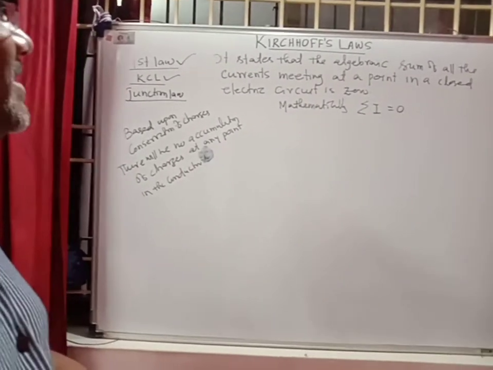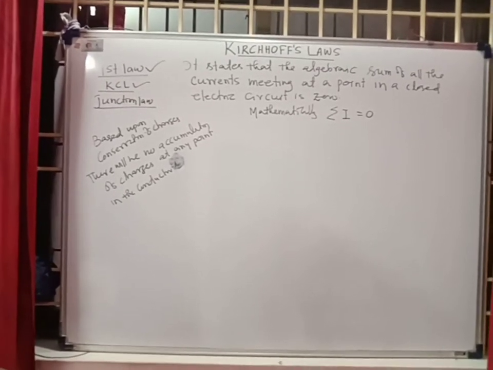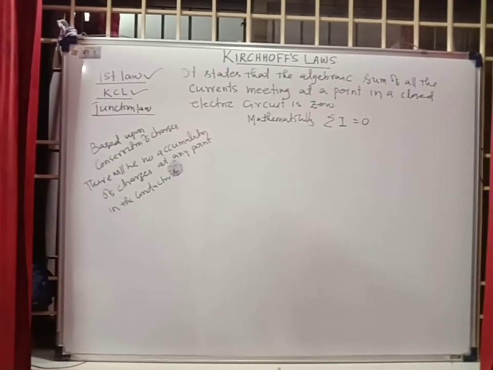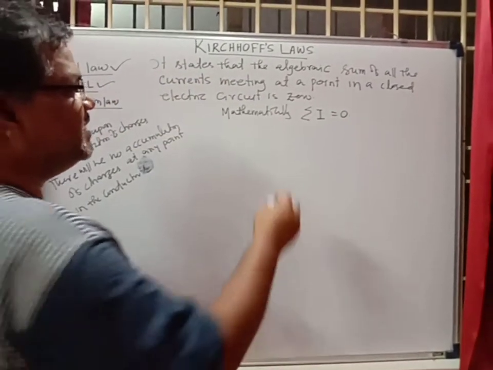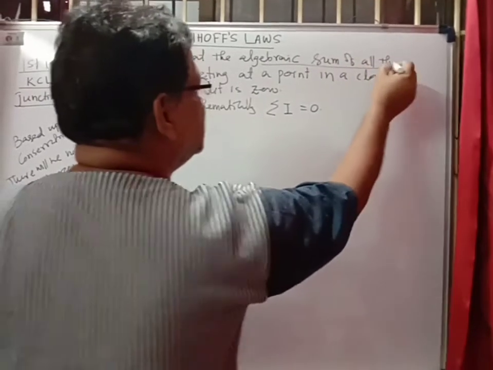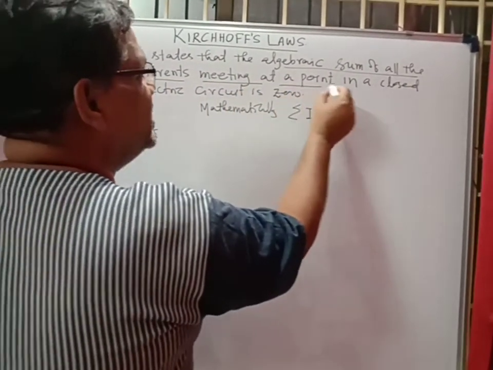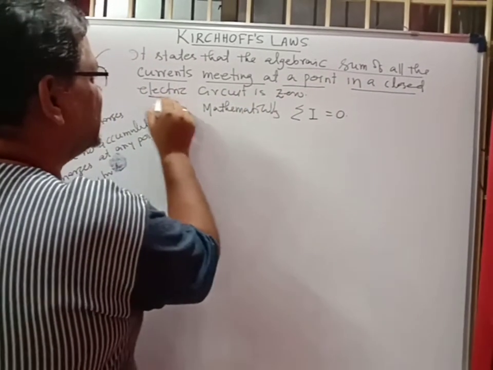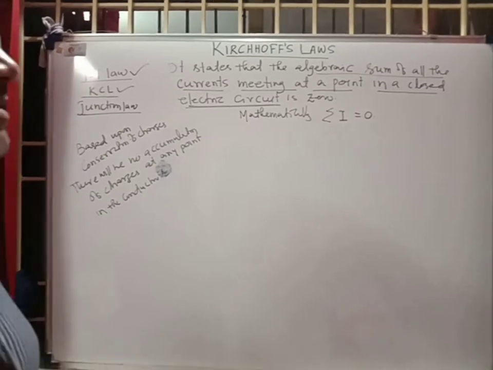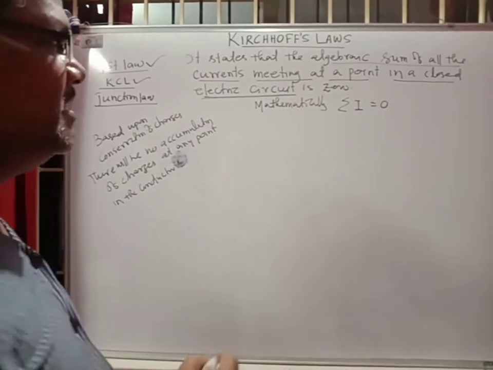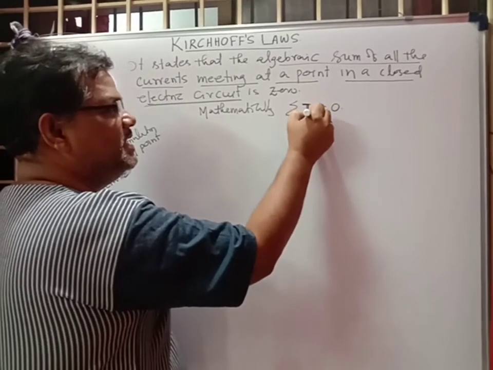The law states that the algebraic sum of all the currents meeting at a point in a closed electrical circuit is zero. Mathematically, the sum of the net current becomes zero.